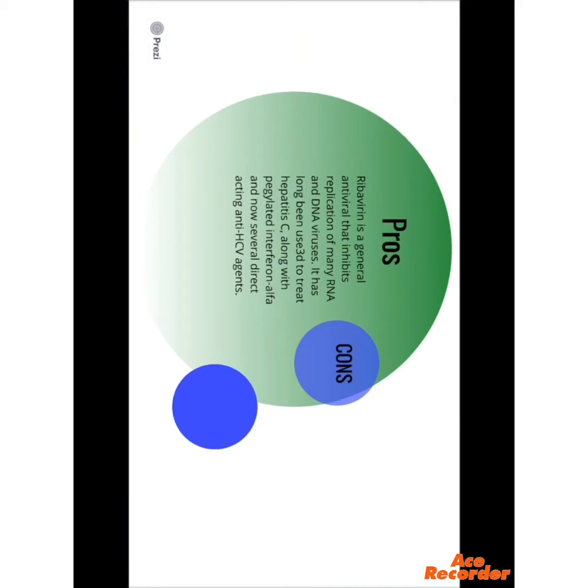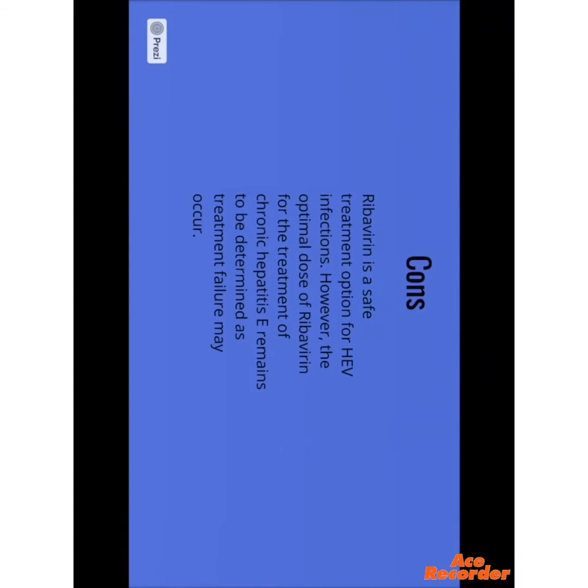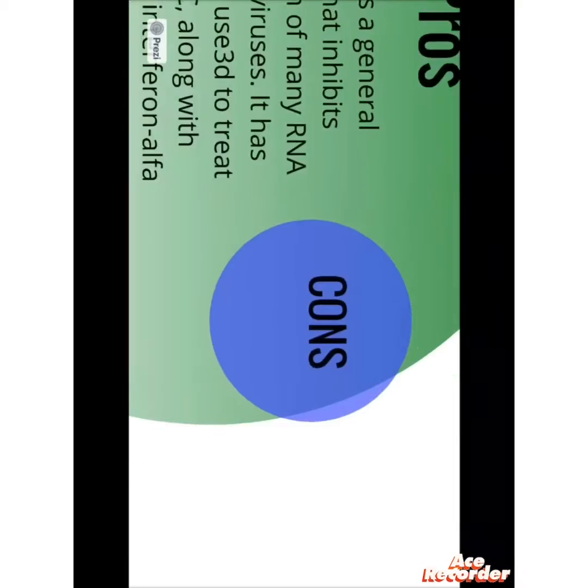It has long been used to treat hepatitis C, along with pegylated interferon alpha and now several direct-acting anti-HCV agents. Ribavirin is a safe treatment option for HEV infections. However, the optimal dose of ribavirin for the treatment of chronic hepatitis E remains to be determined as treatment failure may occur.